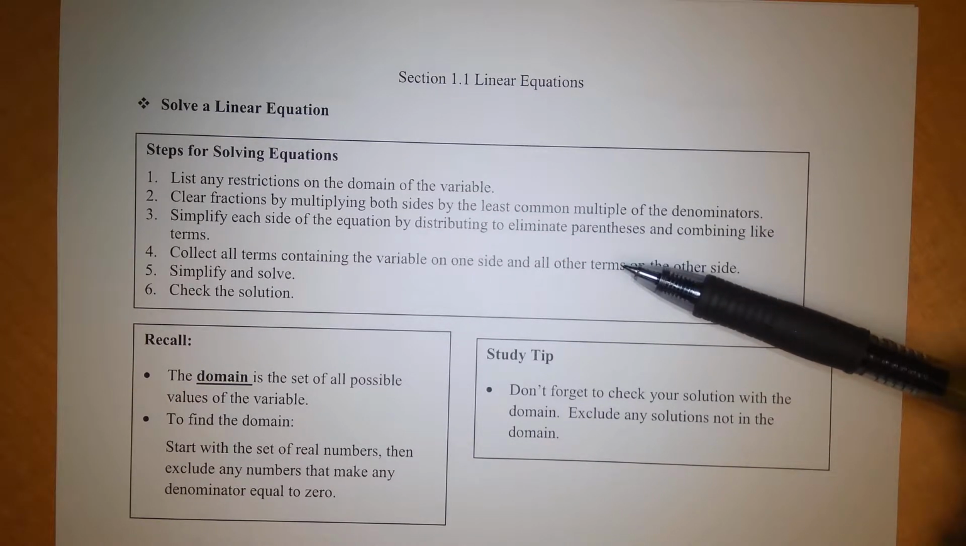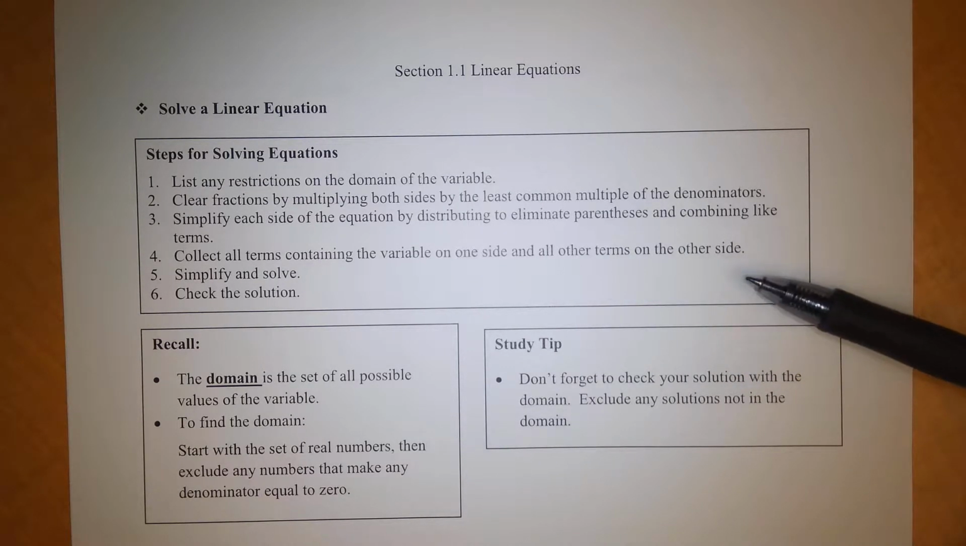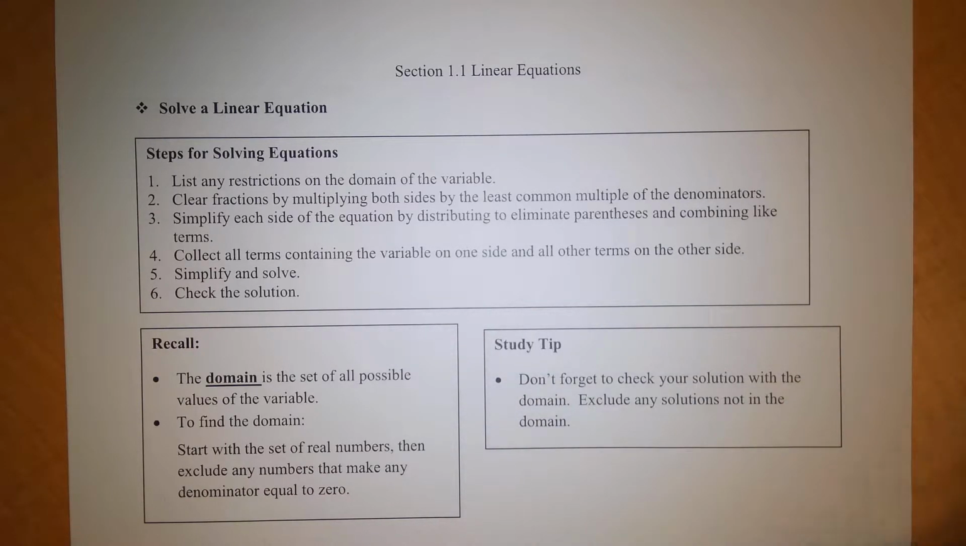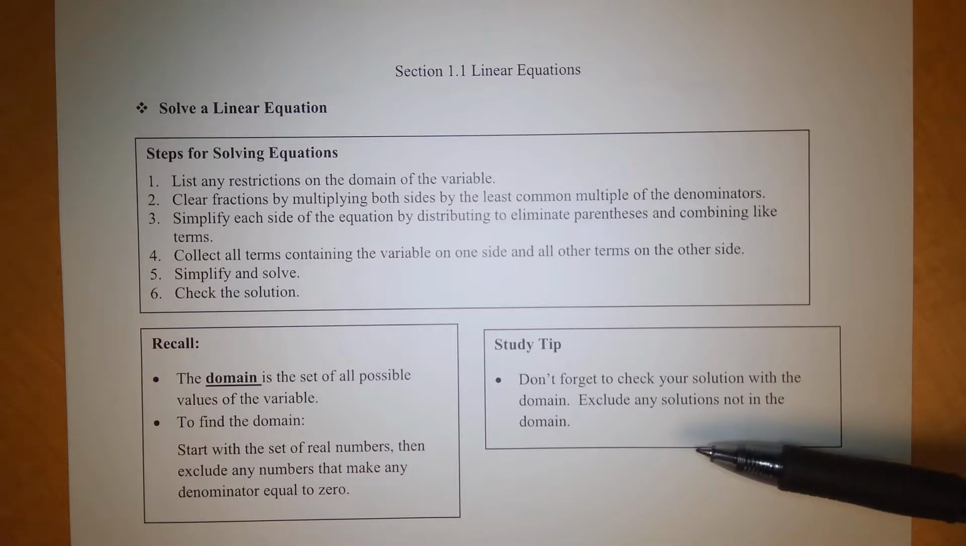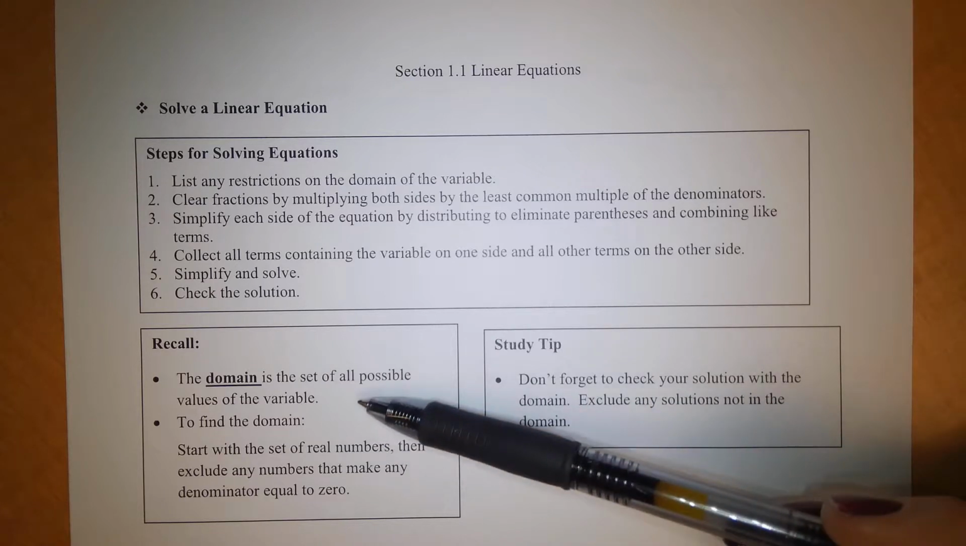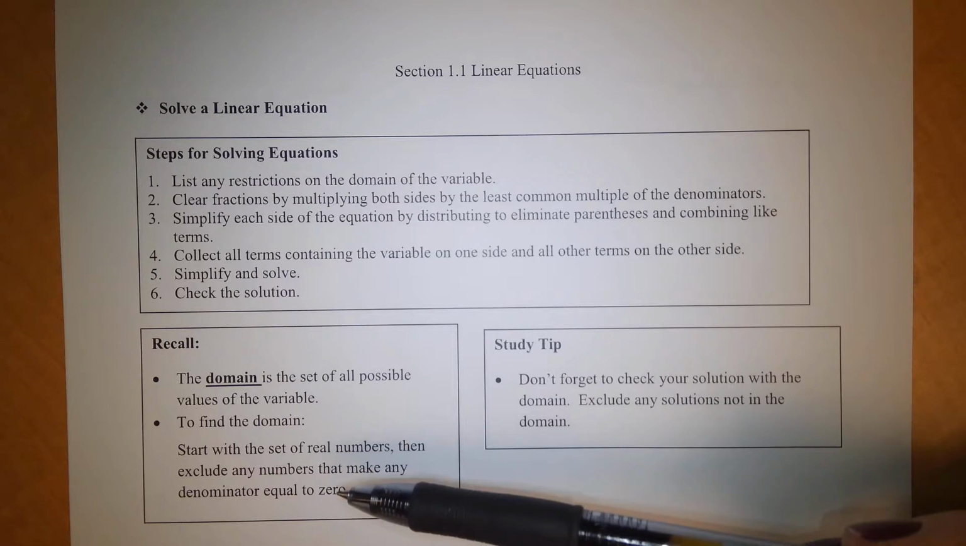Then simplify each side of the equation by distributing to eliminate parentheses and combining like terms. Then collect all terms containing the variable on one side and all other terms on the other. Then simplify and solve. Always don't forget to check your solution with the domain. If once you found your solution up here in step 6, once you check it, if it doesn't work in the domain, then it actually is not a solution. We'll go through an example of this.